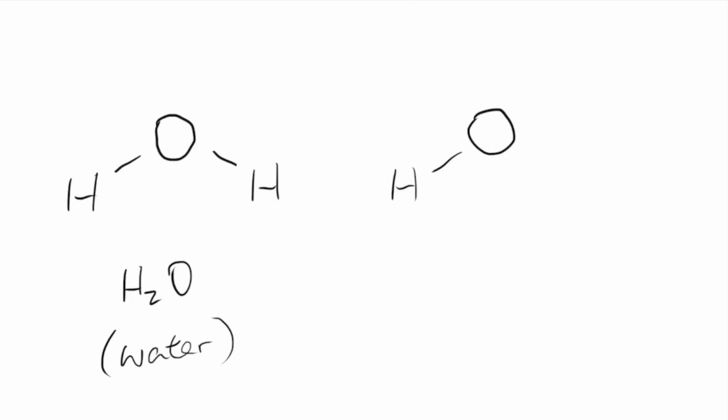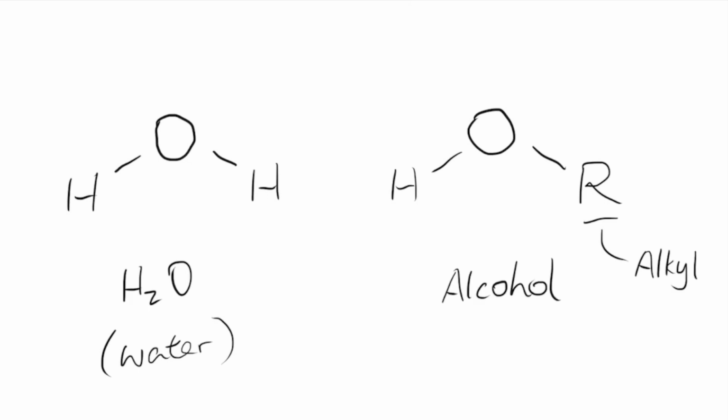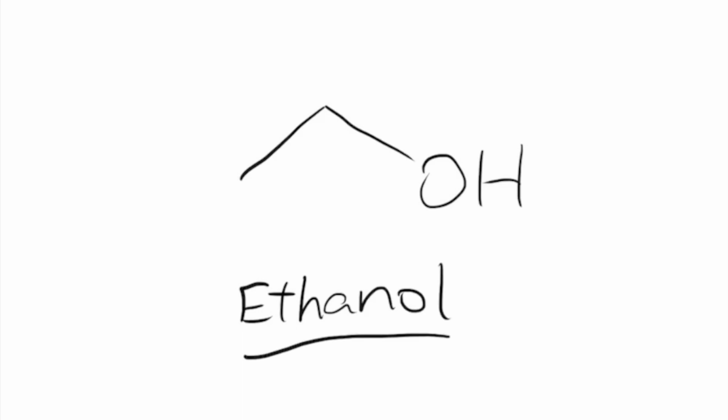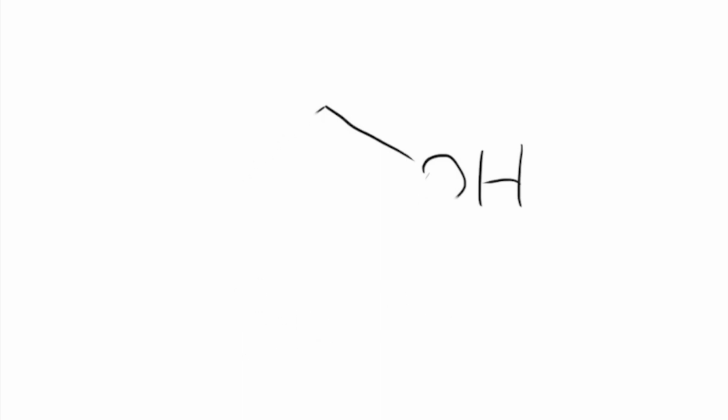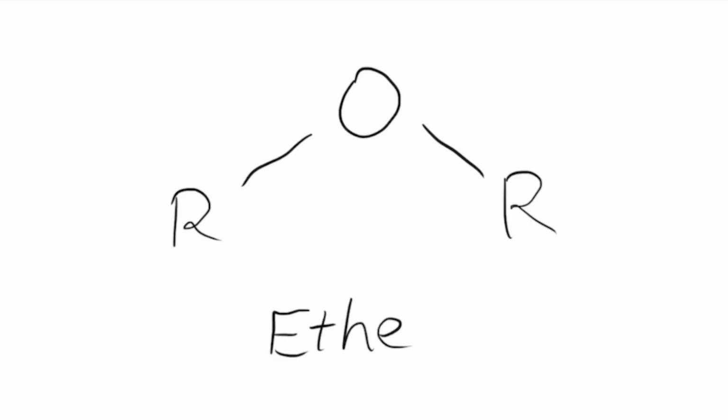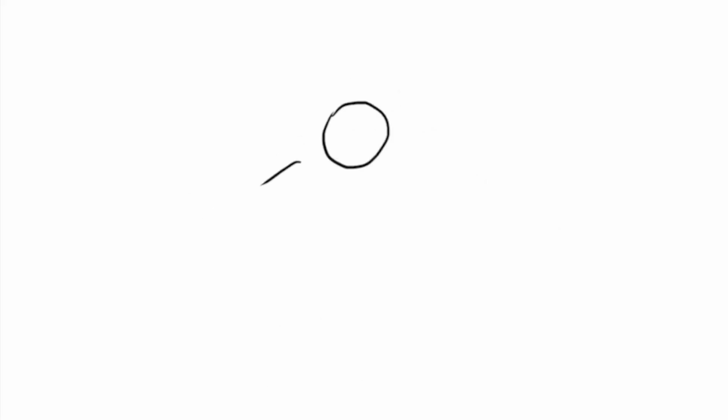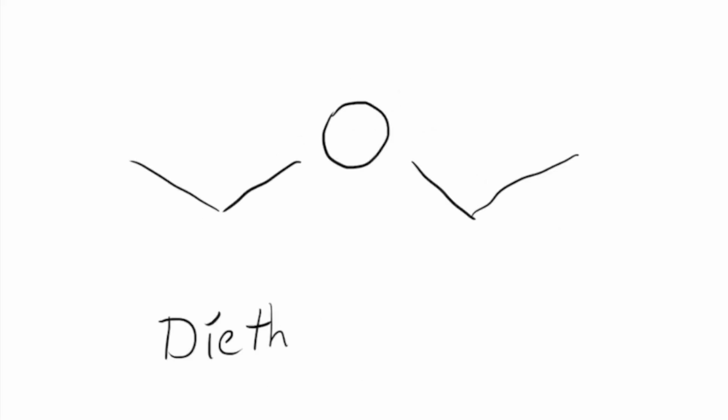If one of these hydrogens is substituted with an alkyl group, it is known as an alcohol. The active ingredient that causes tipsiness in beer or wine is ethanol, or ethyl alcohol. If both hydrogens are substituted with alkyl groups, it is classed as an ether. Ethers are widely used as organic solvents in synthetic chemistry. The most used one is diethyl ether.